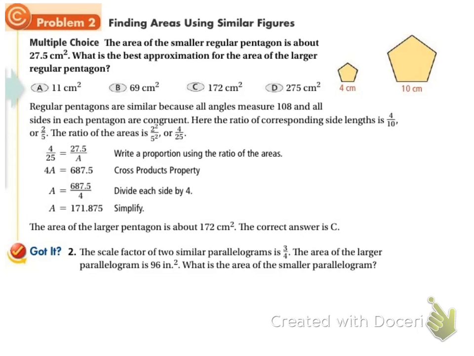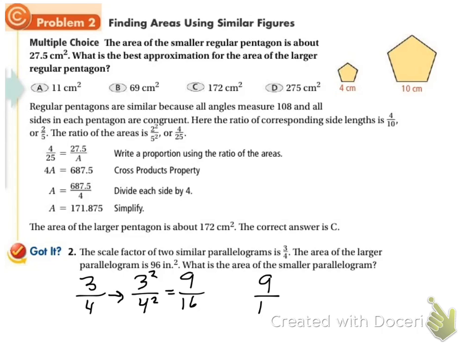Okay, and now we're going to find area using similar figures. It says the scale factor of two similar parallelograms is 3 over 4. The area of the larger parallelogram is 96 inches squared. What is the area of the smaller parallelogram? So we need to take that scale factor and change it so we can get the ratio of the areas. So that's 3 squared over 4 squared, which is 9 over 16.